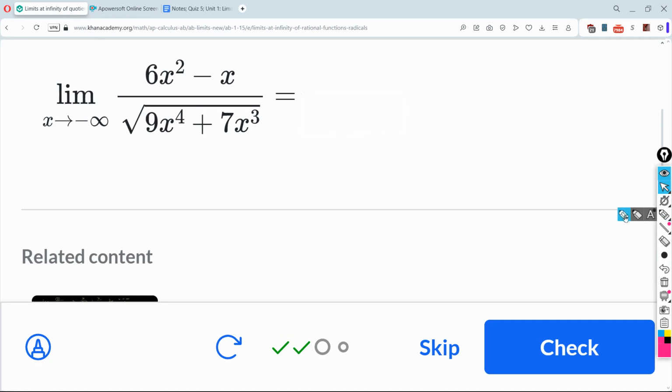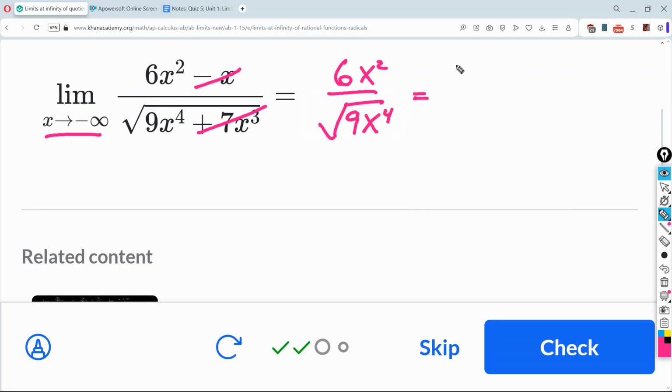All right, so once again, we're going to negative infinity. Once again, ignore these smaller exponents. Look at the numerator. The greater one is 6x squared. Look at the denominator. The greater one is 9x to the fourth. So we have 6x squared, and we have radical 9x to the fourth. Radical 9 is just 3. Square root of x to the fourth is x squared. x squared over x squared is gone, and 6 divided by 3 is just 2.